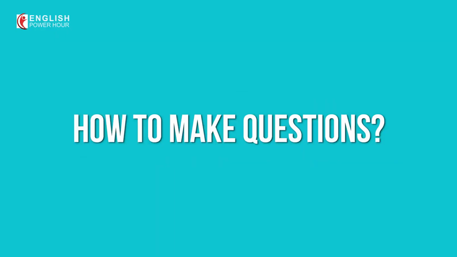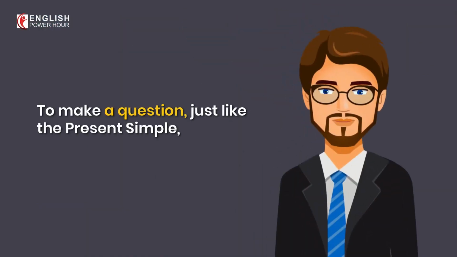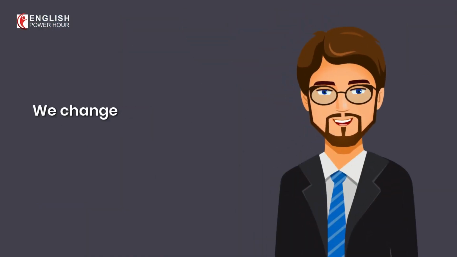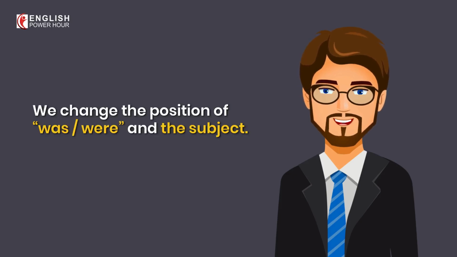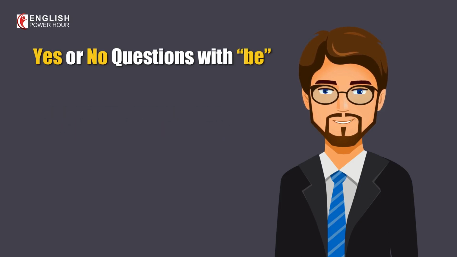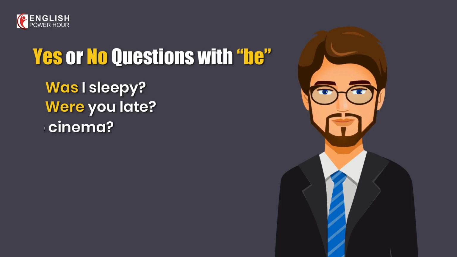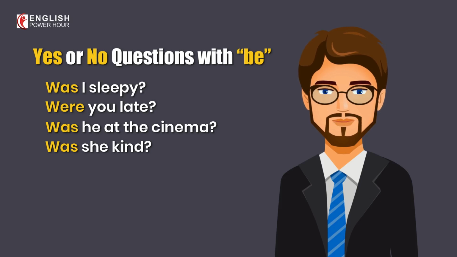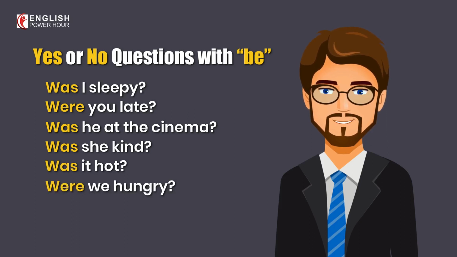How to make questions. To make a question, just like the present simple, we change the position of was, were, and the subject. Here are the past simple yes or no questions with be. Yes or no questions with be. Was I sleepy? Were you late? Was he at the cinema? Was she kind? Was it hot? Were we hungry? Were they at work?